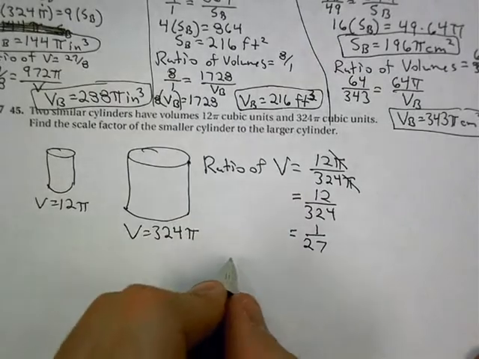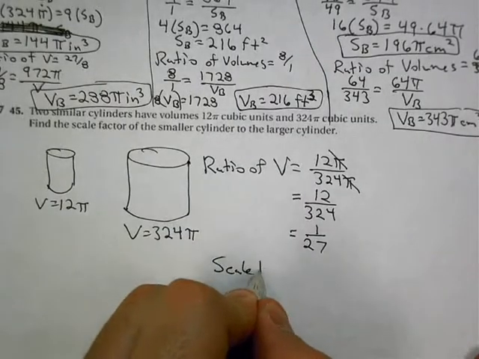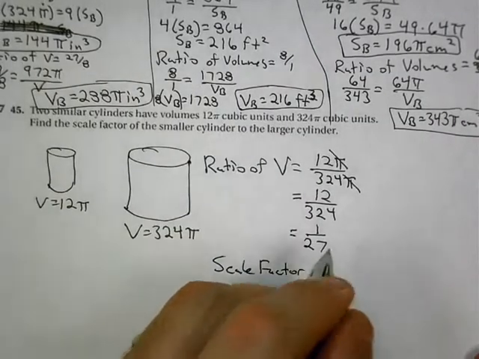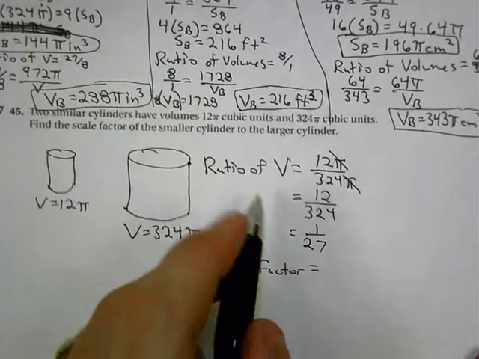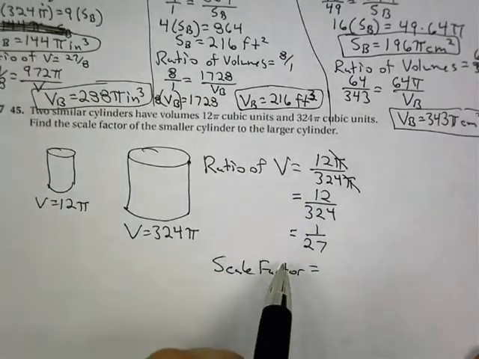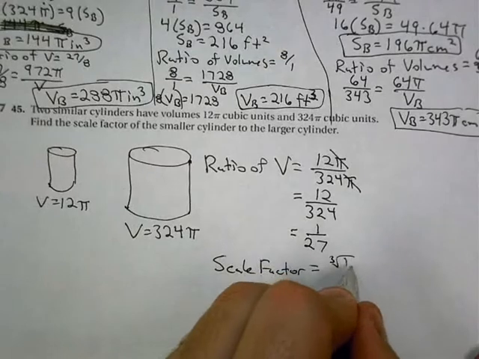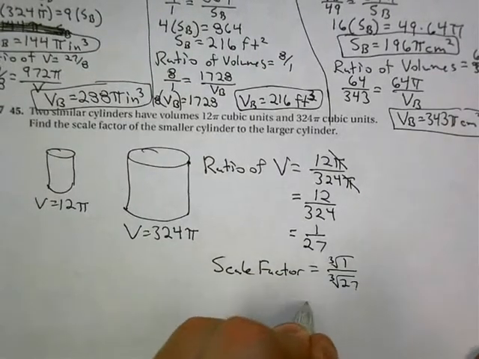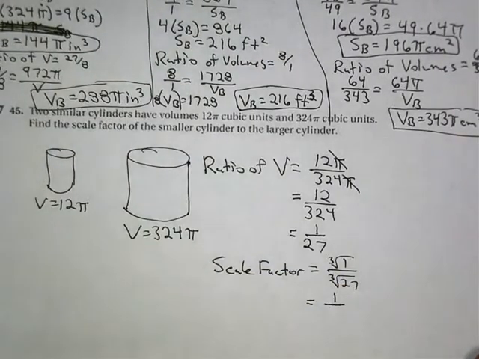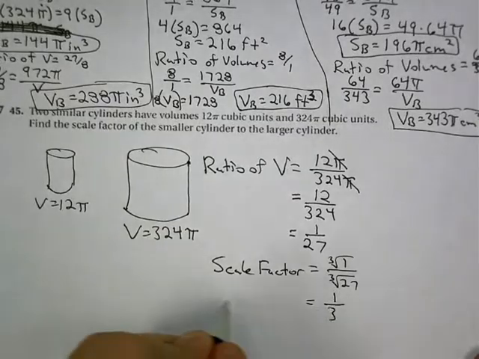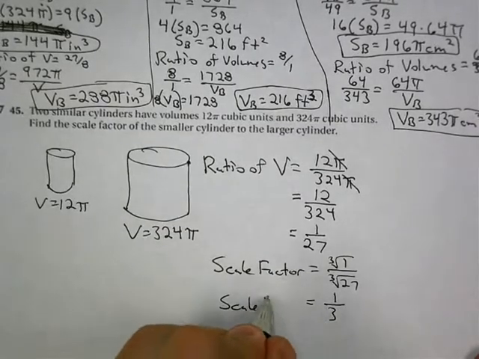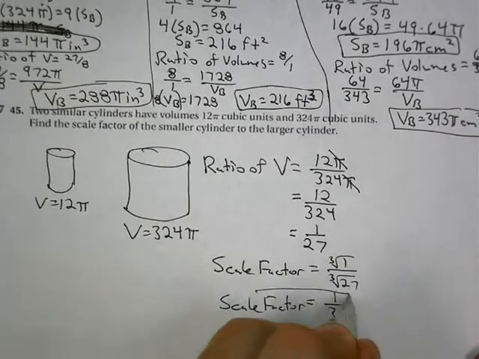And now to get to the scale factor, I'm going to take the cube root of both those values. Because this is in cubed, I want just the units, so the cube root of 1 over the cube root of 27. Well, cube root of 1 is 1, the cube root of 27 is 3, so my scale factor is 1/3.